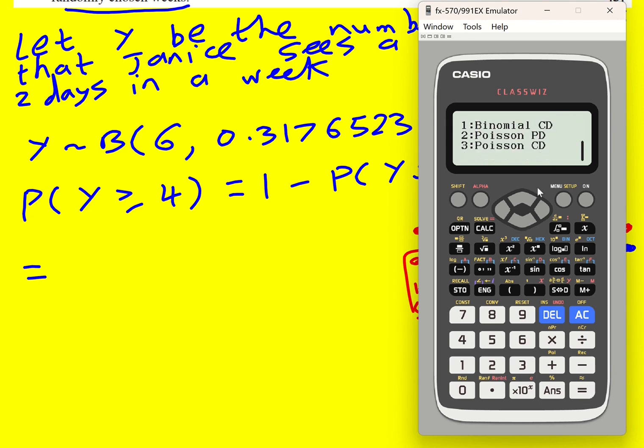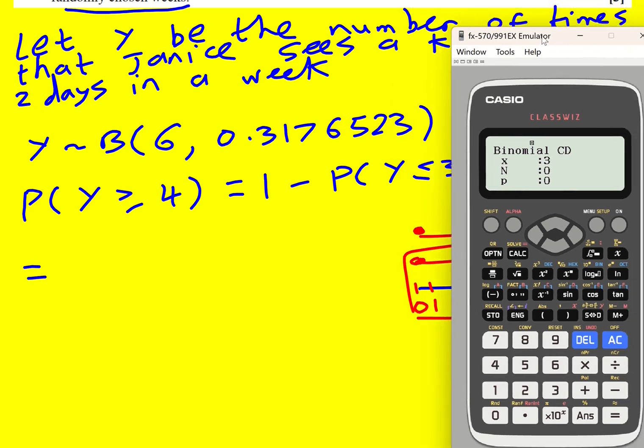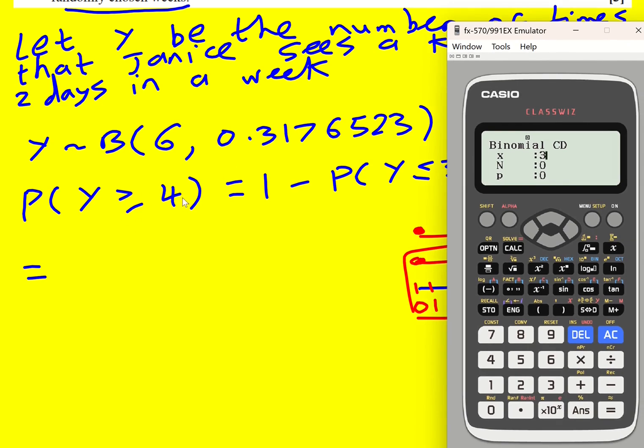Distribution. This time it's binomial CD. Still going to use variable, and now I'm looking at x is less than or equal to 3. So that's the one I put in. You've got to make it less than or equal to. If you start putting in 4 into your calculator, it's going to be less than or equal to 4. That's not actually going to help. N is equal to 6, and P is this long decimal. Okay, I don't need that many, but I've done it.